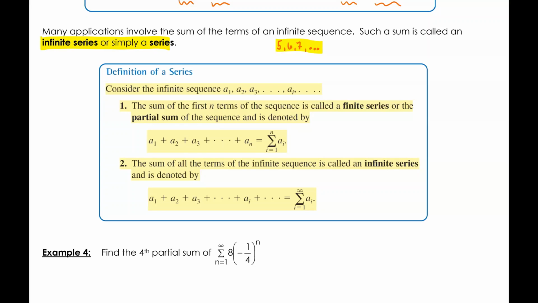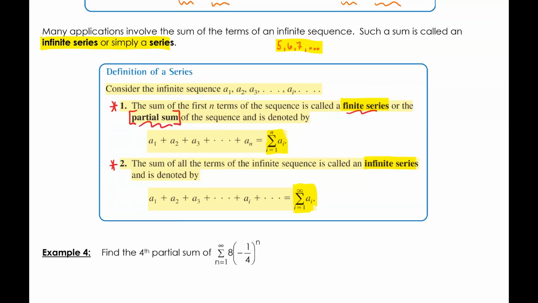The definition then is that the sum of the first n terms of a sequence is called a finite series, or the partial sum of the sequence, and is denoted by the following. Here, finite means that we've got a beginning and an ending value. With the infinite, we've got a beginning but no ending, so we either use the infinity symbol here, or if we were listing out the terms, it would just be a dot, dot, dot. So just note that you can have a finite series or an infinite series. And again, the finite is sometimes said to be a partial sum.